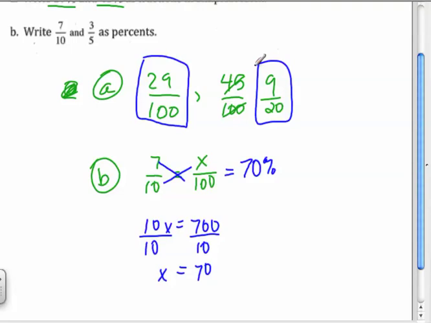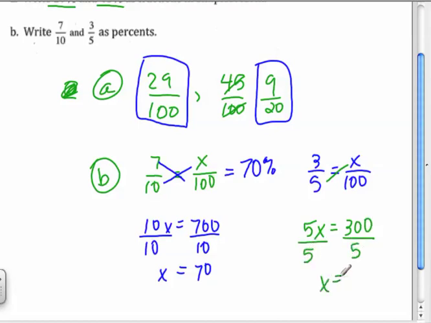Okay? All right, let's look at this last one here. It's 3/5. We want to write that as a percent. Okay, well, I just want to find out what's the fraction with 100 on the bottom. What do I need to do? We'll see. I cross multiply and I get 5x equals 300. I'm going to get 60 on the top, right, when I divide by 5. So that means that this is 60%. Excellent job, guys. Let's look at example 2.